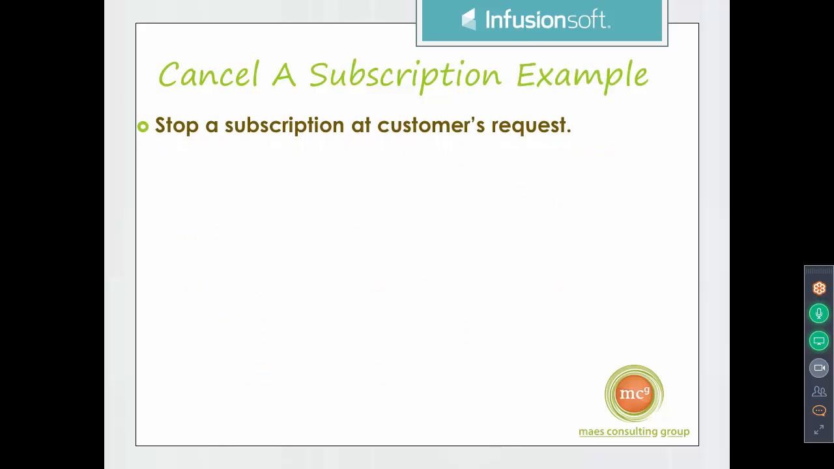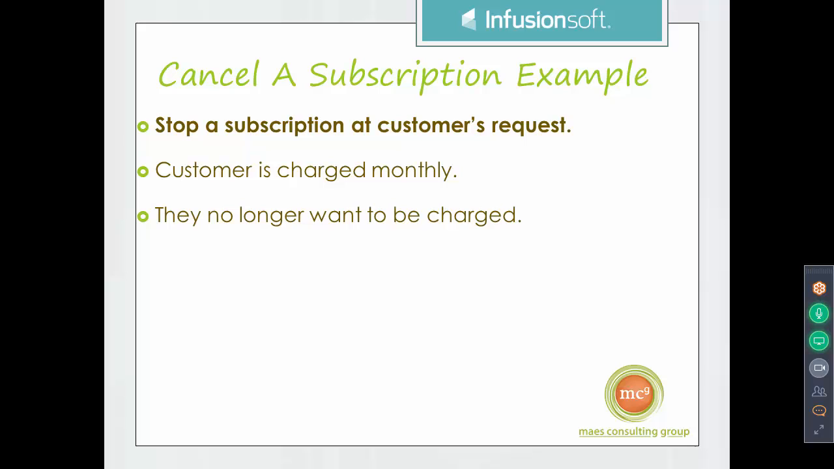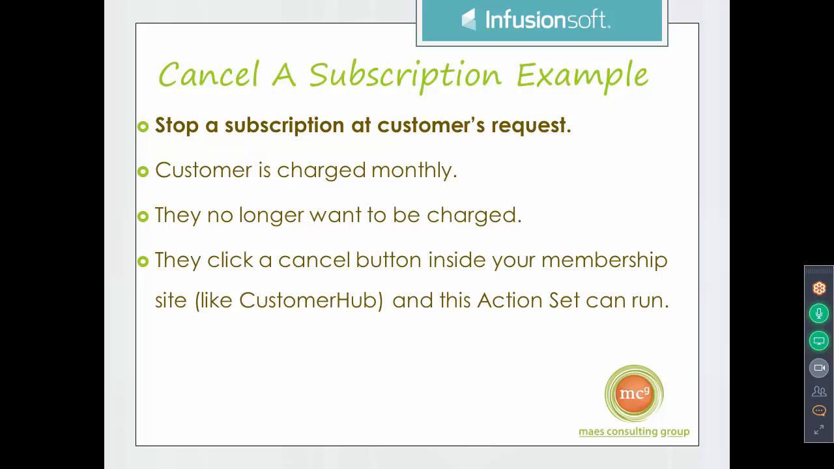So let's talk about a cancel a subscription example. So we've got a customer who's charged monthly for whatever. In this example, it's going to be access to a membership site. And if they decide they don't want to be charged anymore, they don't want to participate in the membership site anymore, you perhaps have a button inside that they can click. It's a cancel button. And so let's say in Customer Hub, we can have a sidebar. So you can have over in the sidebar, click here for customer service, click here for canceling your subscription, however you want to do this. And this one click could cause this action set to run.